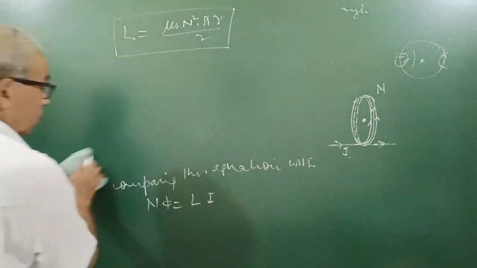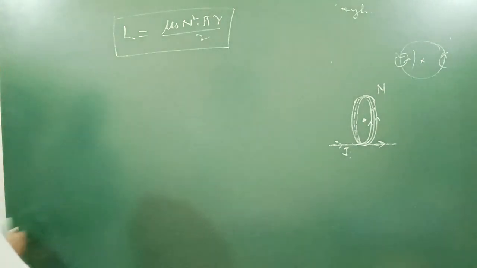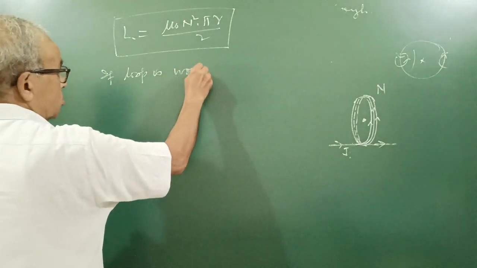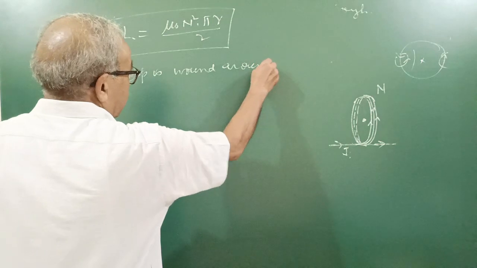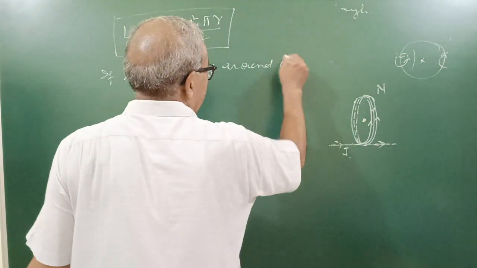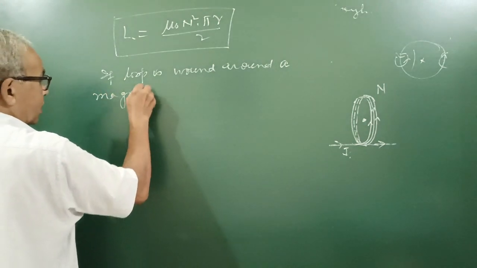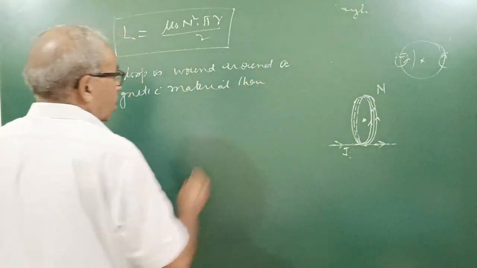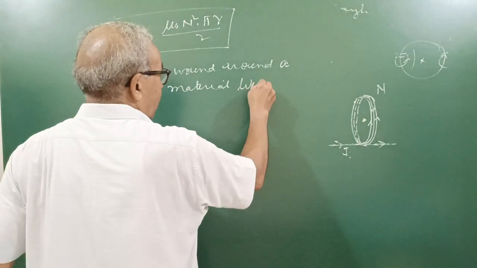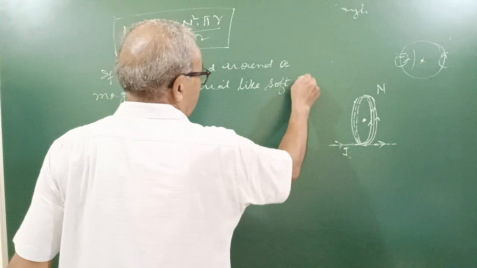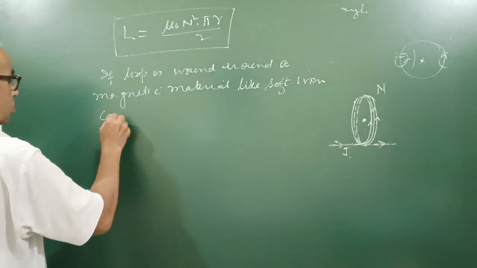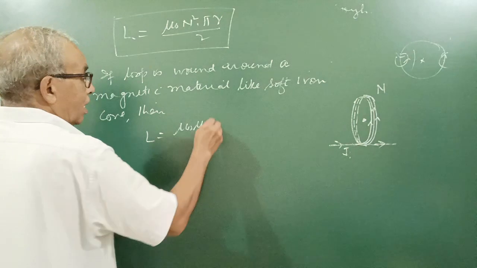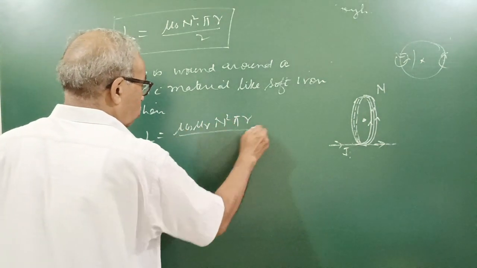If the loop is wound around a magnetic material, like a soft iron core, then L will be mu 0 mu R N square pi R upon 2.